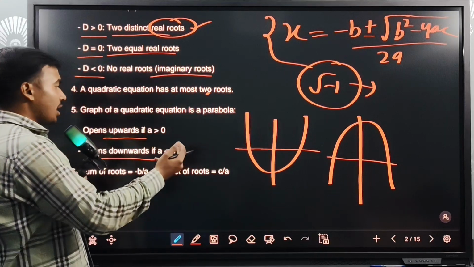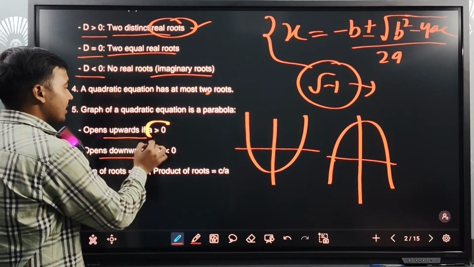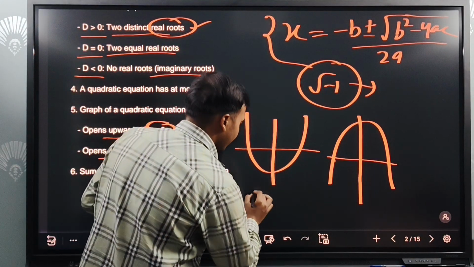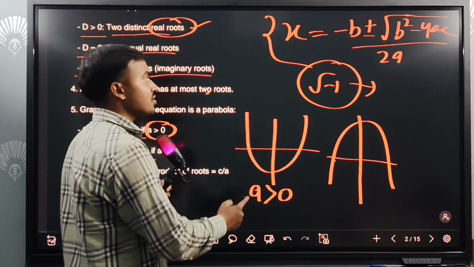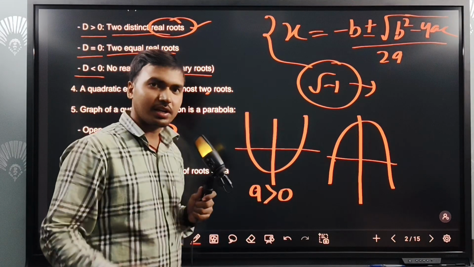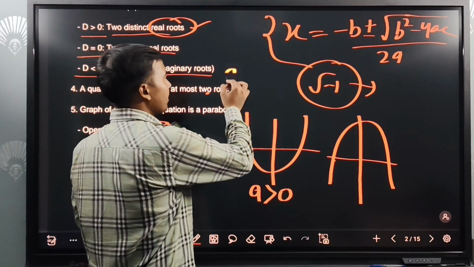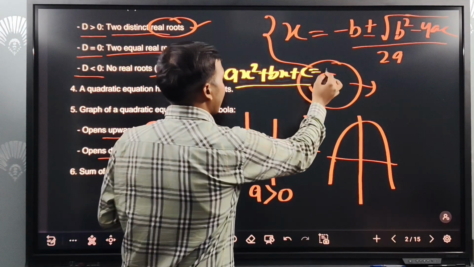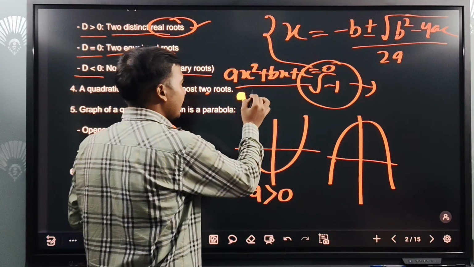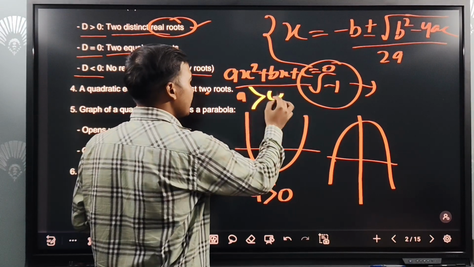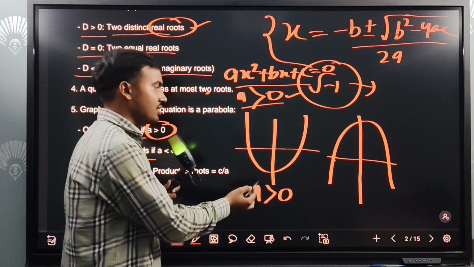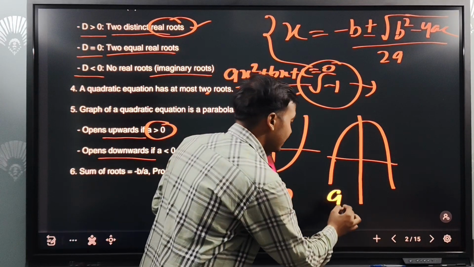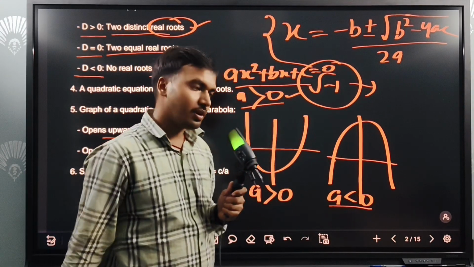This case appears when a is greater than 0, then it opens upwards, where a means the coefficient of x square. As we have already discussed, a quadratic equation is of the form ax square plus bx plus c. So when a is greater than 0, this type of graph you will observe, and when a is less than 0, then this type of graph you will observe.